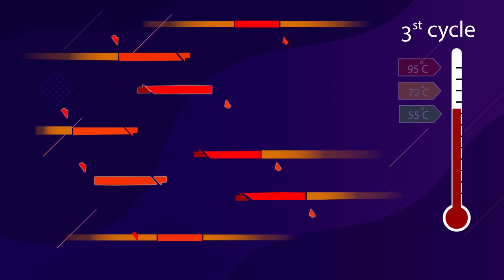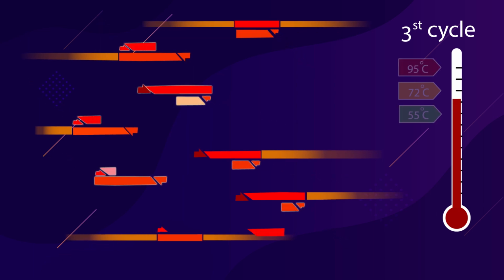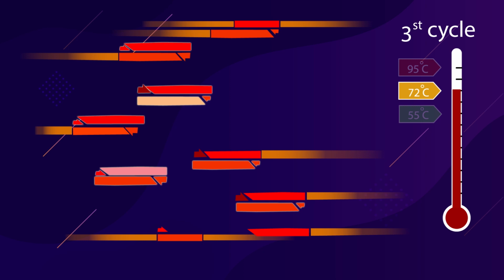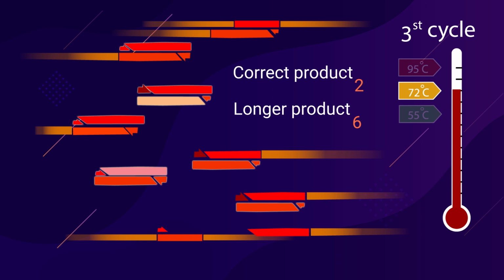The primers are hybridized, and DNA polymerase synthesizes new complementary strands. At the end of the third cycle, 8 double-stranded DNA molecules are produced that contain the target sequence. 2 of these molecules are precisely the length of the target sequence. In future cycles, this population increases exponentially.